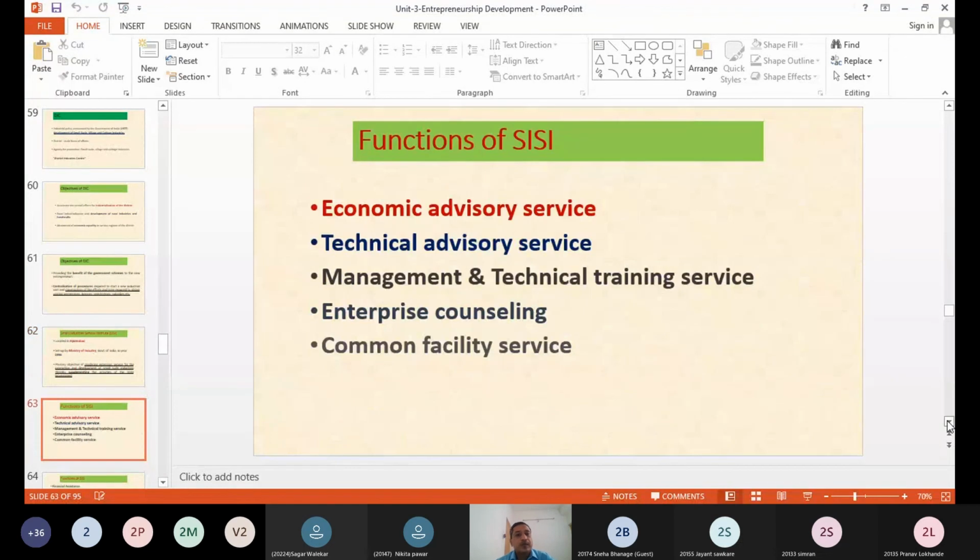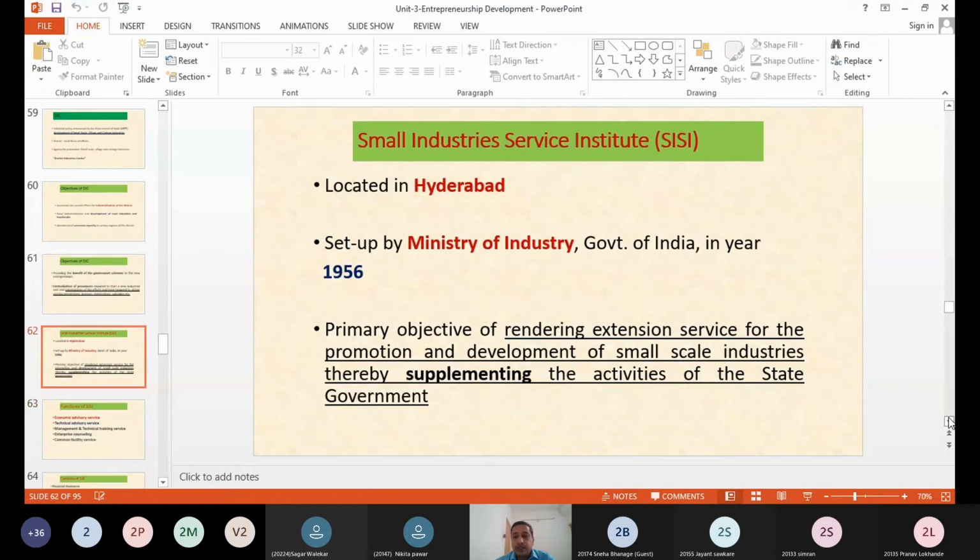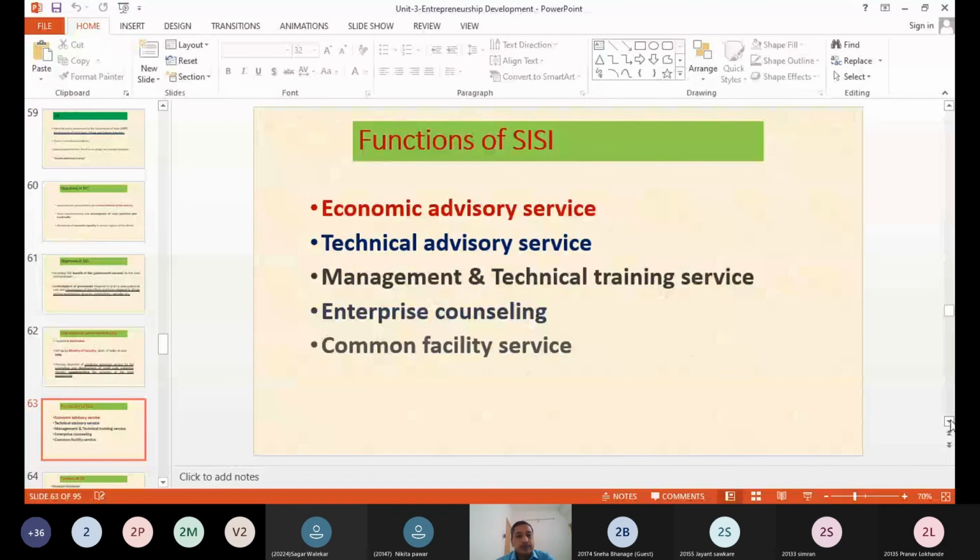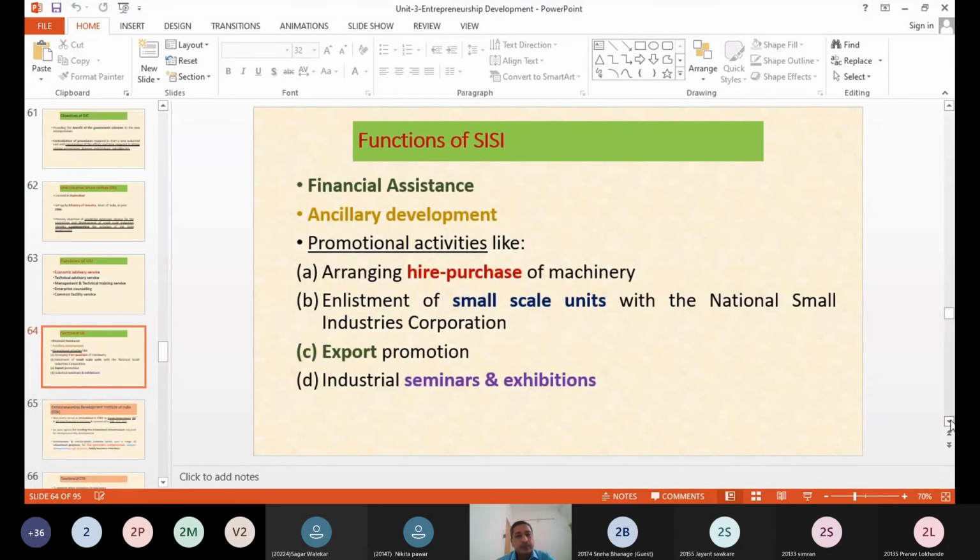The different functions of SISI, that is Small Industries Service Institute, are to provide economic advisory services, technical advice to the entrepreneurs, management and technical training services, enterprise counseling, common facilities services. Different functions of SISI include financial assistance, that is raising the capital, and ancillary development. Ancillary development means the different support industries which are required that manufacture different components, parts.